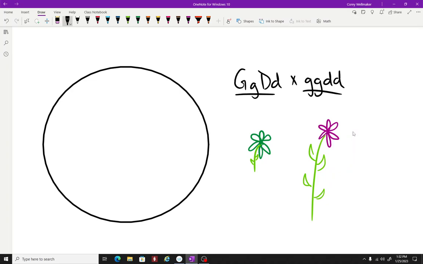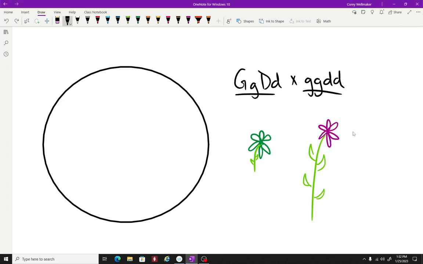And the first thing we're going to do is we're going to assume that the gene for flower color and the gene for stem height are on different chromosomes, meaning that the traits sort independently. So what do I mean by that?